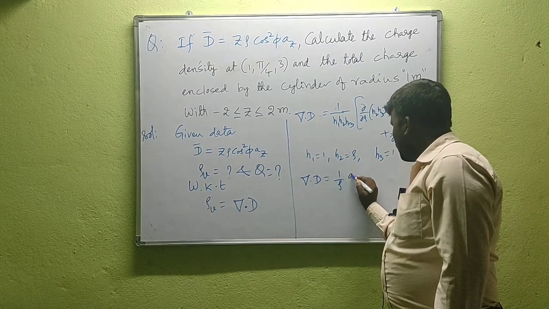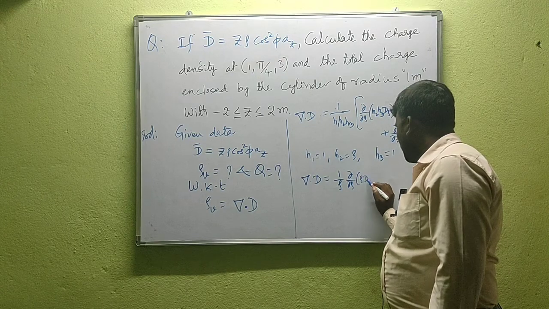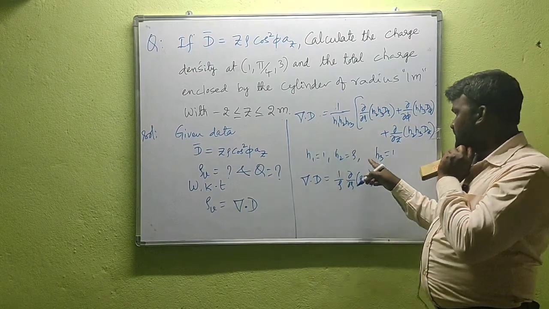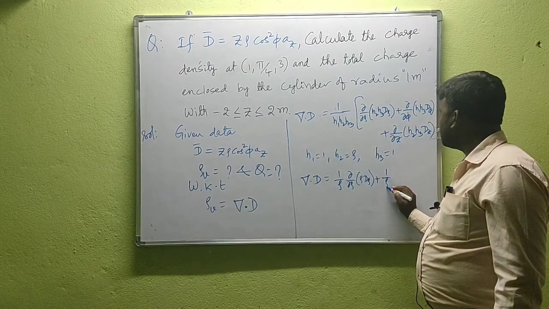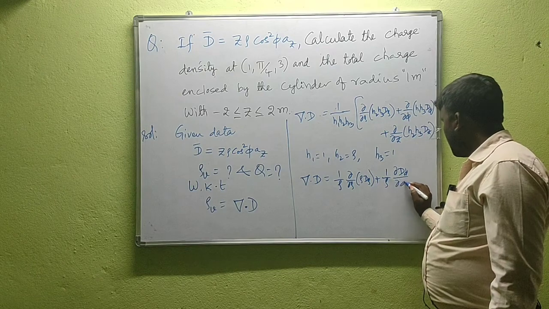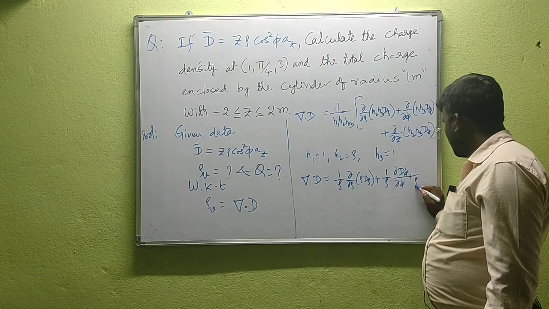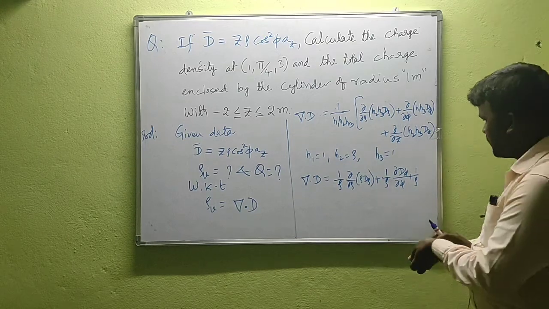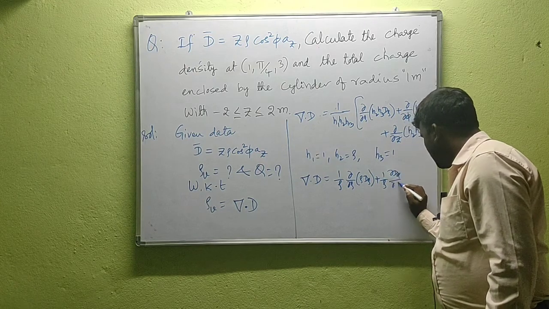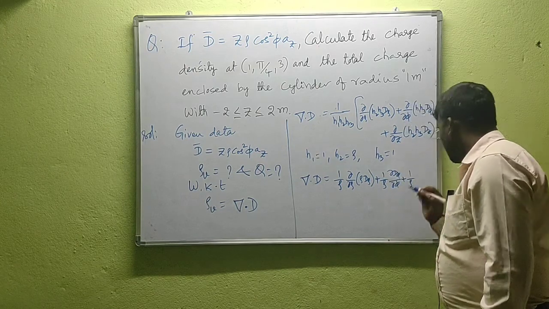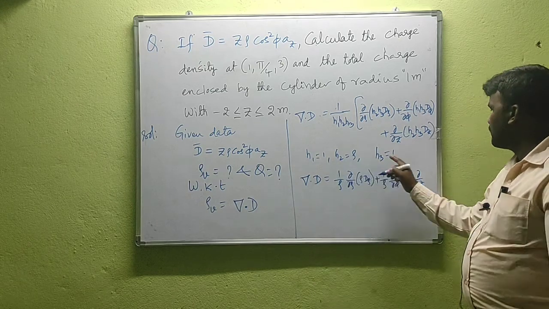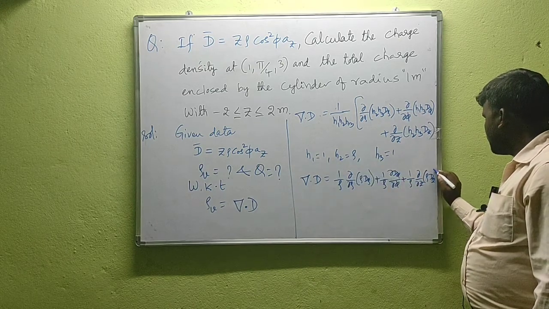We can write this formula as 1 by rho dou by dou rho of rho D rho, and the second element, 1 by rho dou by dou phi of D phi, plus the last one, 1 by rho dou by dou z of rho Dz, since H2 H3 means rho into 1, that is rho Dz. Finally we got this one like this.